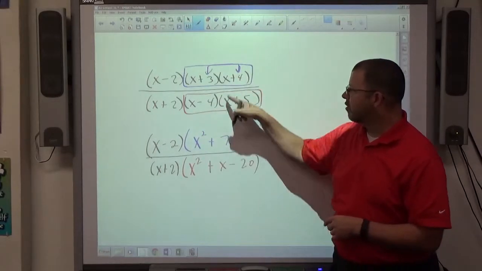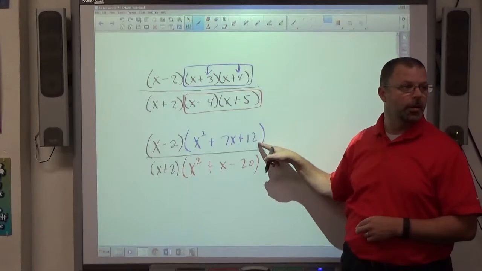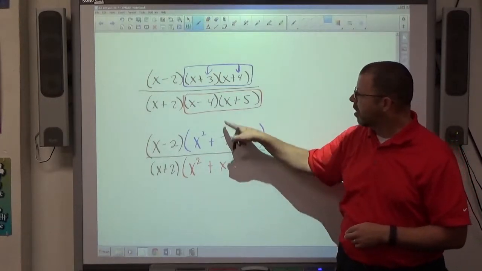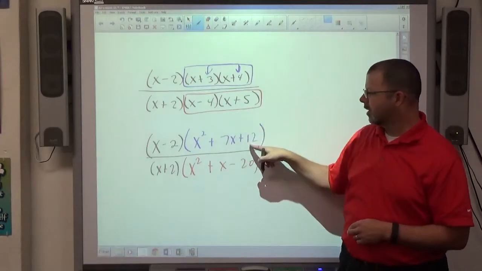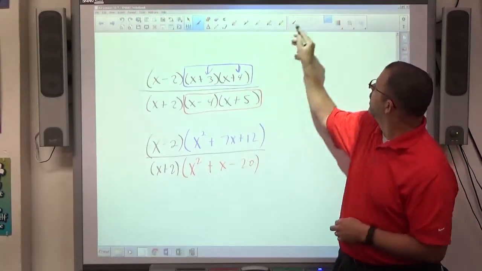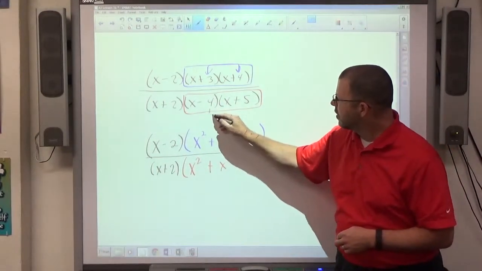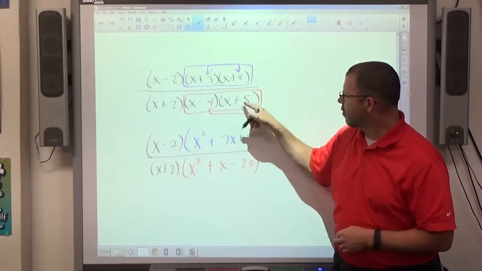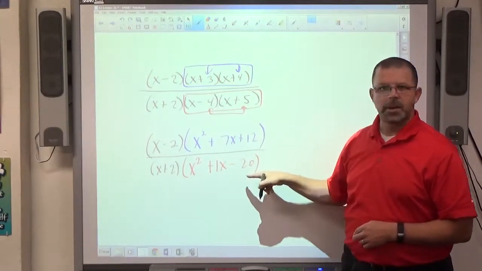I also know the structure of a product of one of these things is always going to be x squared, something x, and something, right? The something x is always the sum of these two numbers, so 3 plus 4 makes positive 7. The constant is always the product of those two numbers. 3 times 4 makes 12. Same deal here. I know this structure is going to be x squared, something x, something. The something x, if I add those, negative 4 plus 5 makes the positive 1 that's there. And negative 4 times 5 makes the negative 20 that's there.